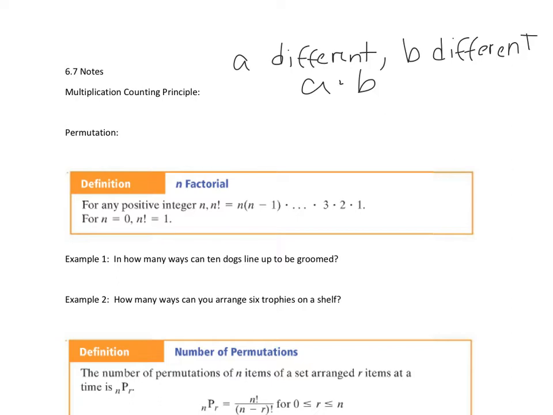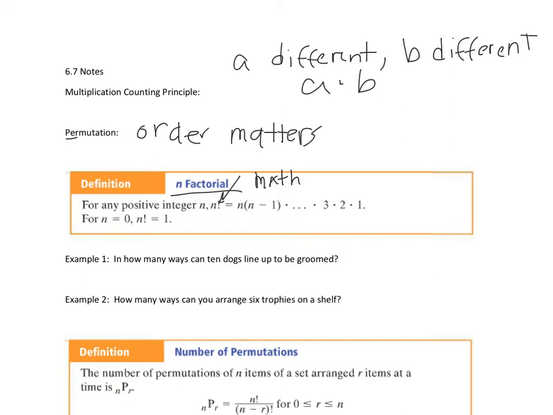A permutation is an arrangement of items in a certain order. So the order needs to matter. I think of permutations with a P as being picky, or order matters. So we use what's called the factorial button. You can find it on your calculator underneath math. So go to math, and you can find the factorial button.